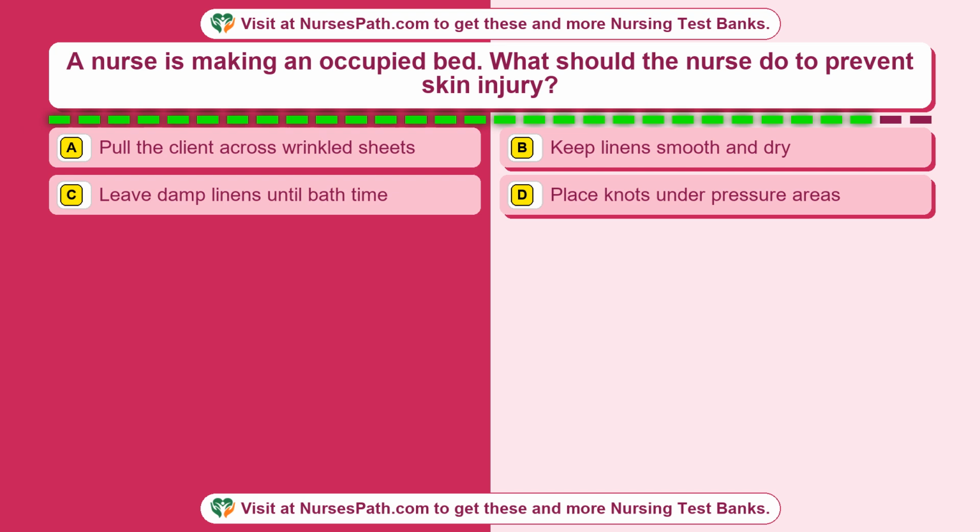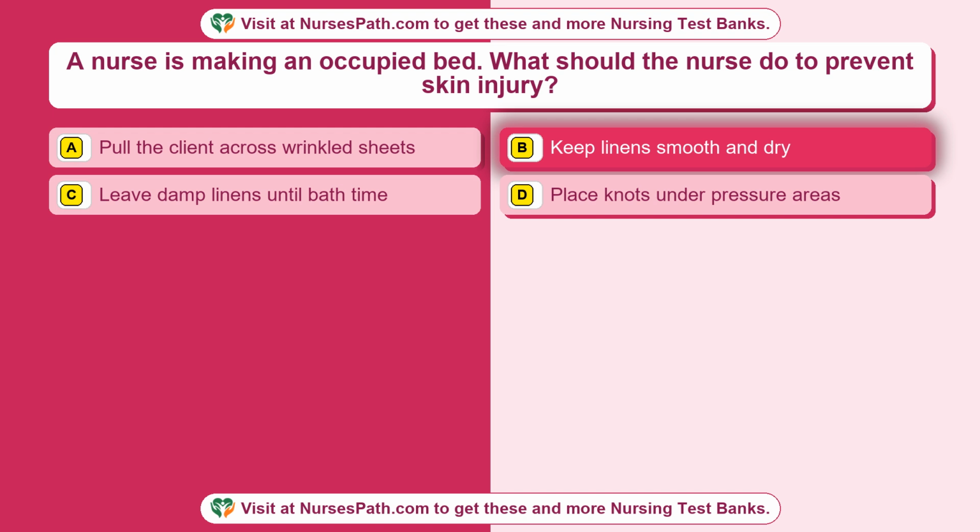Question 13. A nurse is making an occupied bed. What should the nurse do to prevent skin injury? Option A. Pull the client across wrinkled sheets. Option B. Keep linen smooth and dry. Option C. Leave damp linens until bath time. Option D. Place knots under pressure areas. The correct answer is option B.